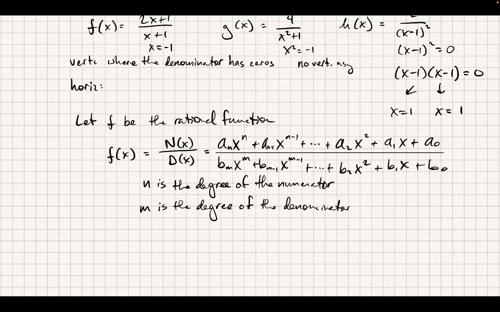And this is where D of x is not identically 0, so I can't just always have 0 in the denominator. That doesn't make sense. And N and D, can you guess?